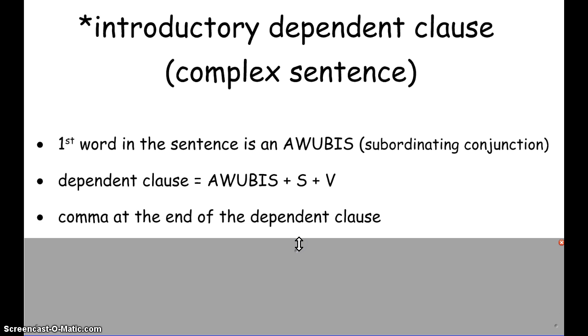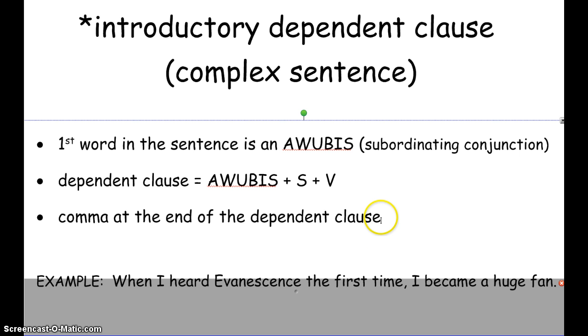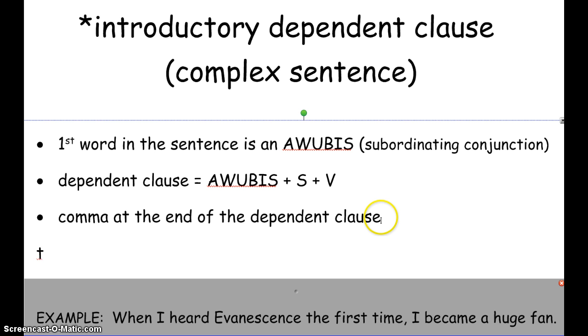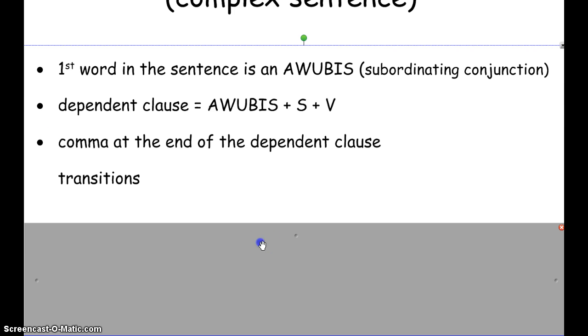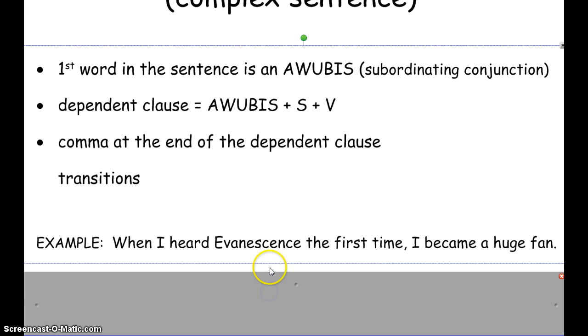The other important thing to remember is that we've got a comma at the end of them. And something that I didn't add and need to is that they also act as transitions when we use them in writing. Okay? So let's take a look at an example of a sentence.